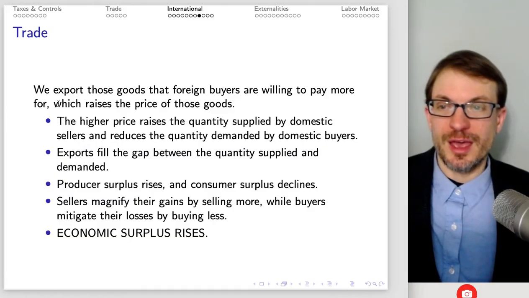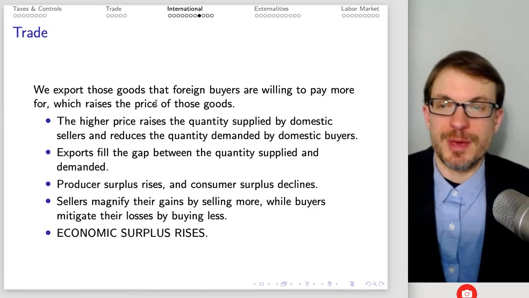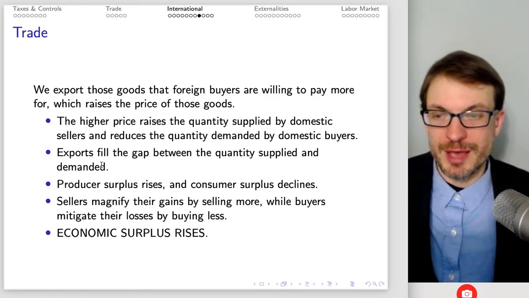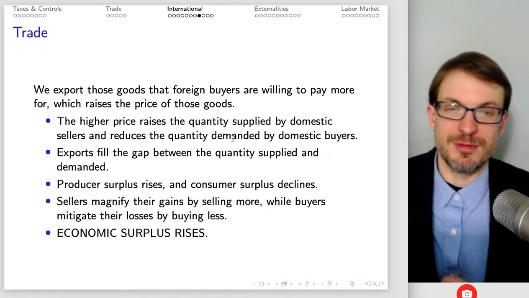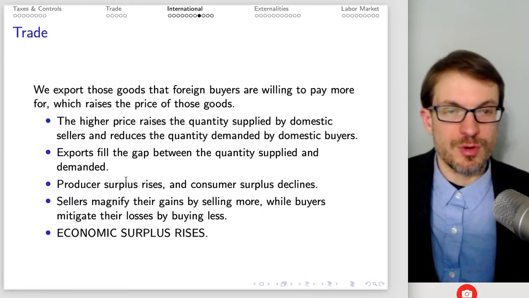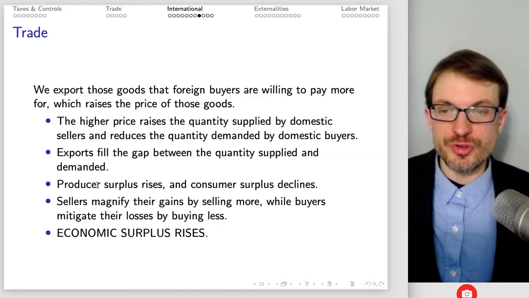All right, so we export those goods that foreign buyers are willing to pay more for. That raises the price of goods. The higher price raises the quantity supplied by domestic sellers and reduces the quantity demanded by domestic buyers. We went over that. Exports fill the gap between the quantity supplied and quantity demanded. Producer surplus rises, consumer surplus declines. Sellers magnify their gains by selling more, buyers mitigate their losses by buying less, and overall, economic surplus rises.